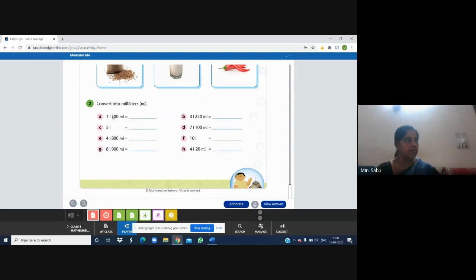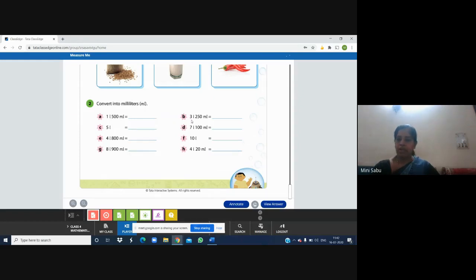Now here there are some other questions also. Convert into milliliters. Last year you have learned in class 3 that 1 liter is 1000 milliliter. Okay, and then converting. Here it is written 1 liter plus 500 milliliter. We know, children, that 1 liter is 1000 milliliter plus 500 milliliter, 1000 plus 500. What will you write here? 1500 milliliter. Got it? Okay.